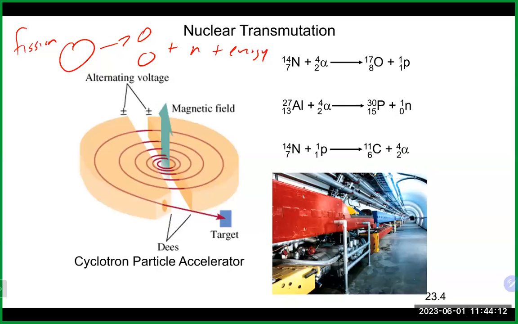One way that you could promote a nucleus changing into something else is to shoot a particle at it, and you can use a particle accelerator, right?